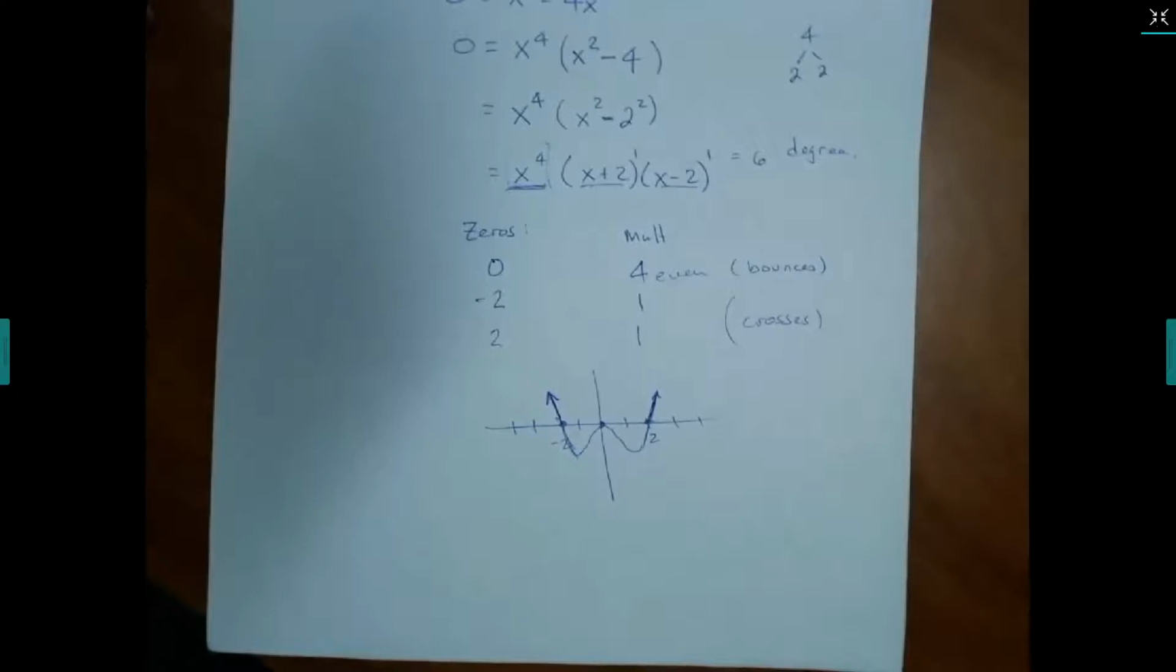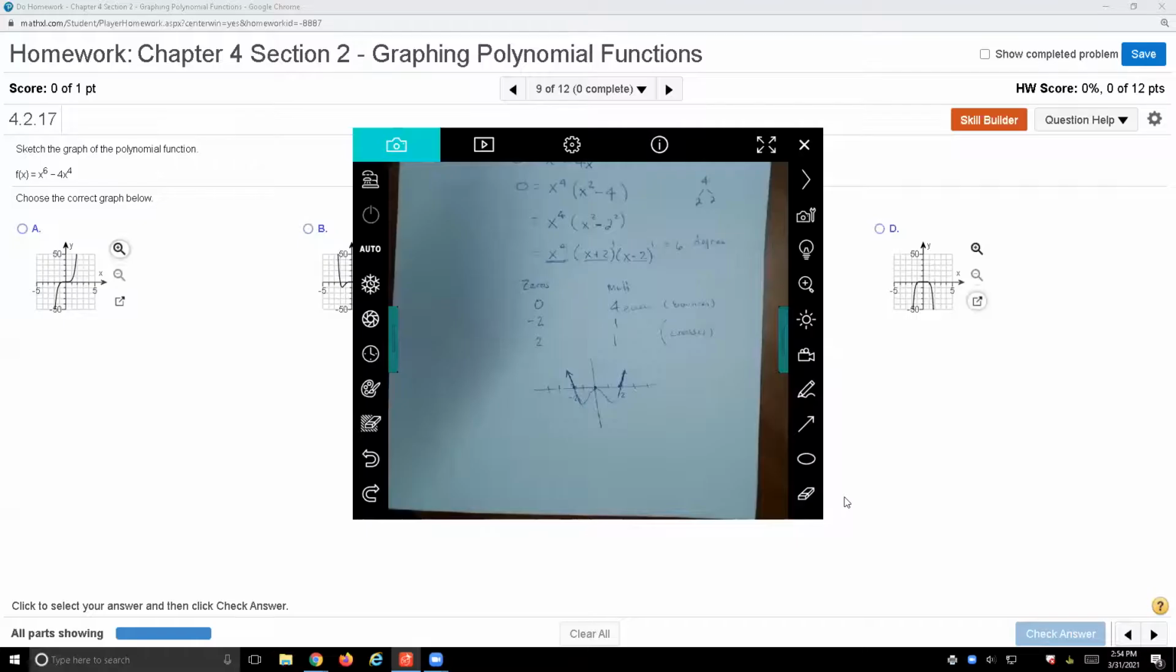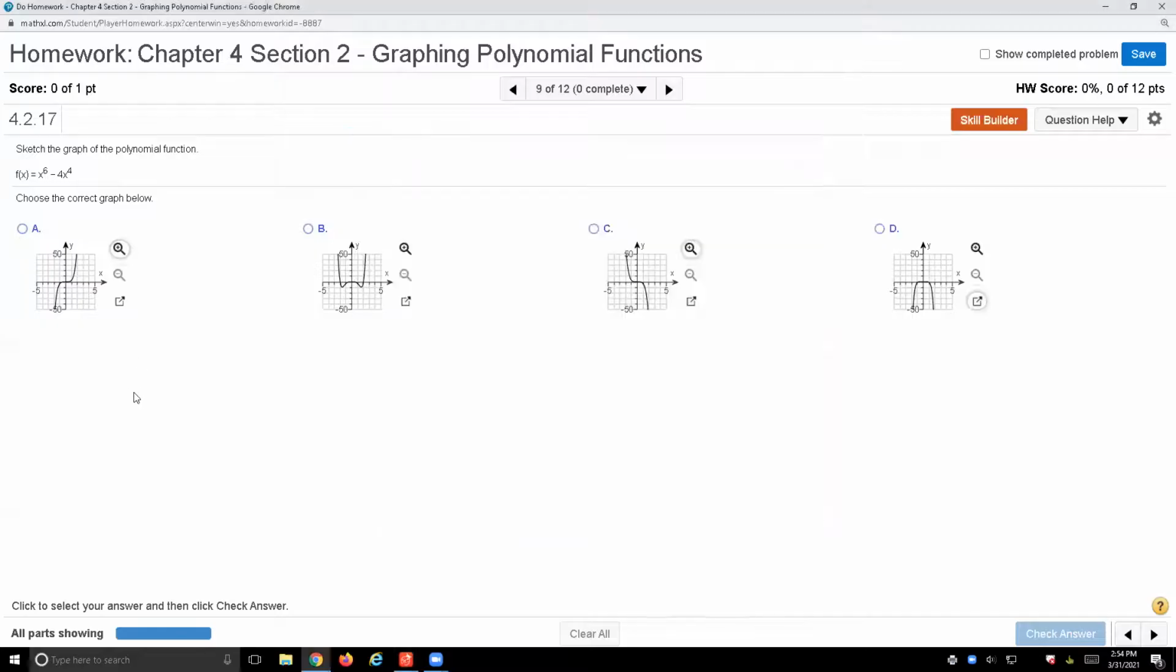So let's see what the options are of our graphs. You see how this graph looks? Looks pretty similar to ours. So if I was making up this test, I wouldn't give you these options to choose from. I would say, give me a rough sketch. And that's exactly how you'd figure it out.